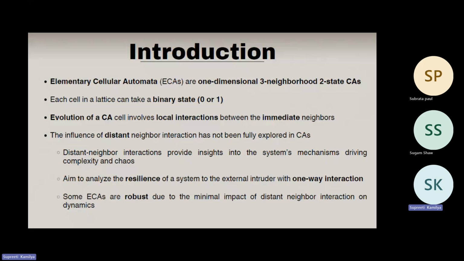And we have studied the behavior of CAs considering that only one cell has a distant neighbor, that is, one-way interaction between a cell that has been predefined and a cell at a distance delta. And it is observed that some ECAs are robust, as a distant neighbor interaction has zero or minimal impact on its dynamics.